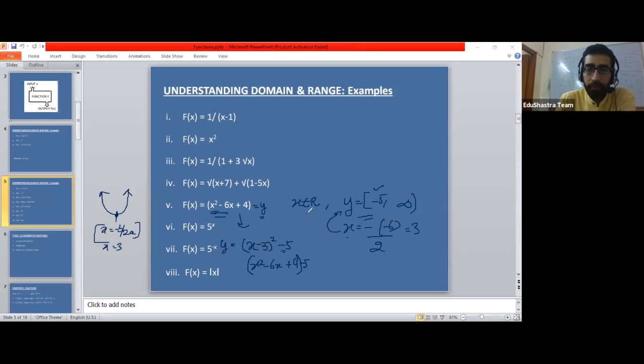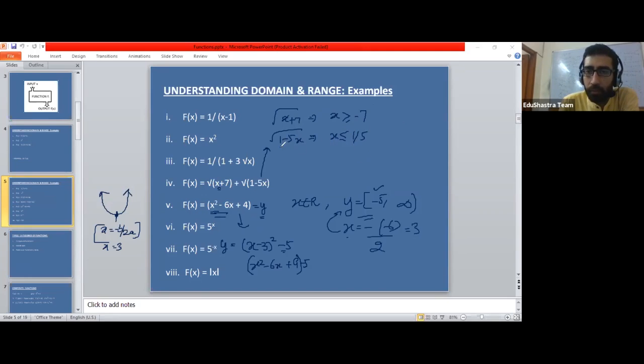Okay. For the fourth, f(x) is equal to under root of x plus 7 plus under root of 1 minus 5x. You only have to find the domain here. To find the domain, you have to ensure both under roots are defined. That's all you need to do. The first under root, under root of x plus 7, is defined if x is greater than or equal to minus 7. And the second under root, 1 minus 5x, is defined if 1 minus 5x is greater than or equal to 0, which means x is less than or equal to 1 by 5.